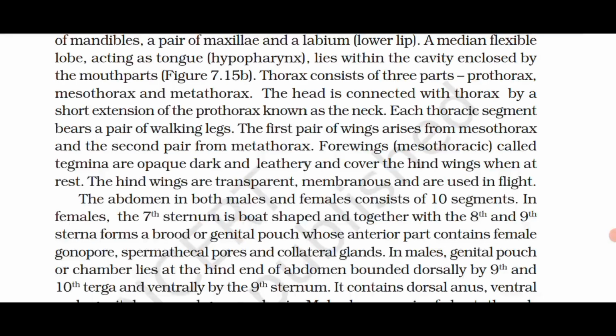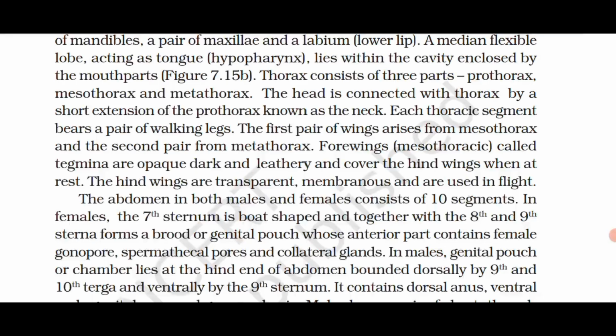The abdomen in both males and females consists of 10 segments. In females, the seventh sternum is boat-shaped and together with the eighth and ninth sterna forms a brood or genital pouch whose anterior part contains the female gonopore, spermathecal pores, and collaterial glands.